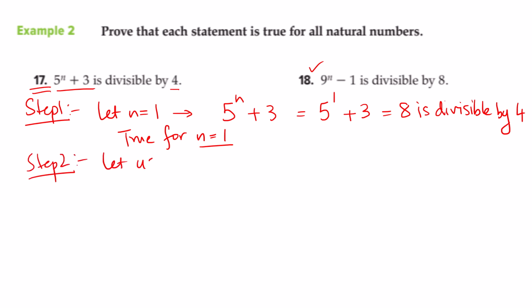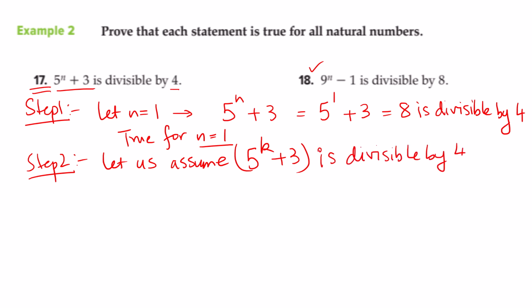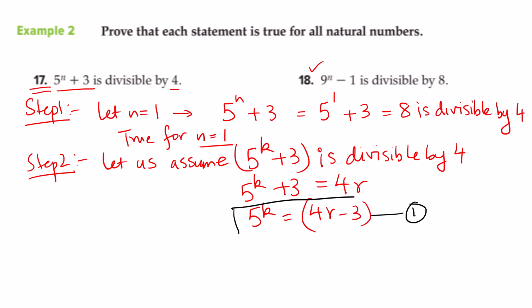Let us assume 5^k plus 3 is divisible by 4. So if it is divisible, definitely it becomes a multiple. So I can write 5^k plus 3 is equal to some 4r. Okay, this is the value. So from here 5^k will become 4r minus 3. That's our first statement. I'm going to mark this statement, and for step 3 I'm going to use this statement for the proof.